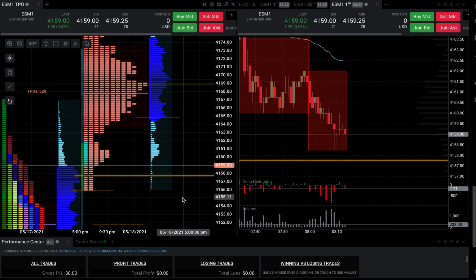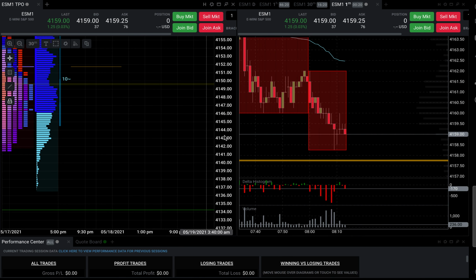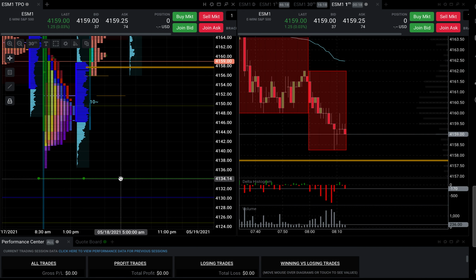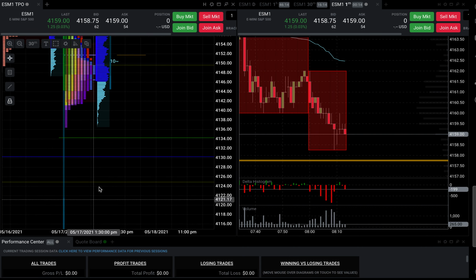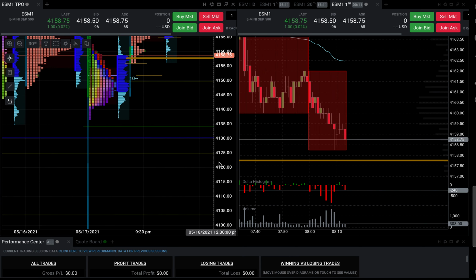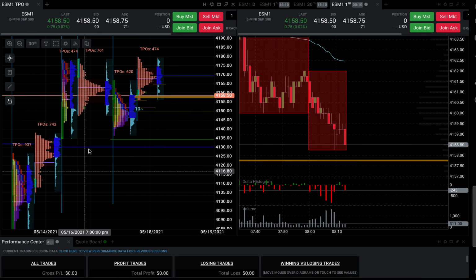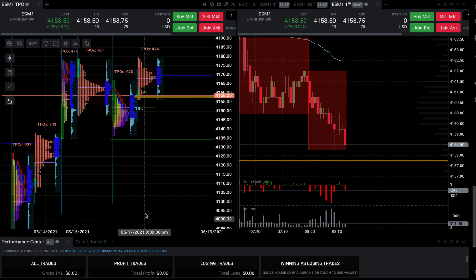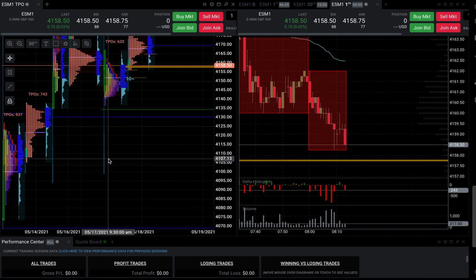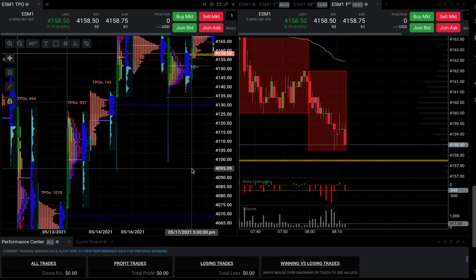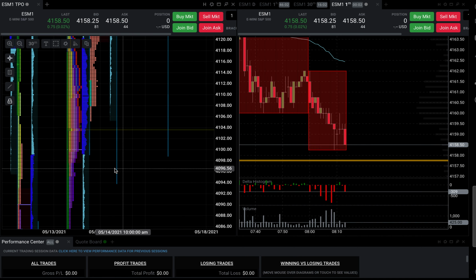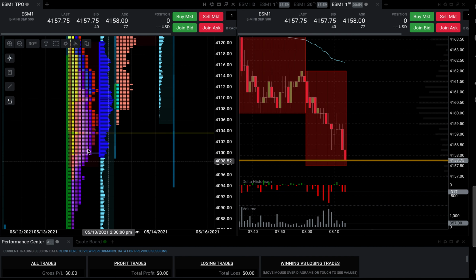If we're lucky enough. The only other thing I have plotted on here would be the demand zone. The demand zone is right here. I have that plotted. This POC and VPOC is overnight, so we're not really looking at that. And the next POC, naked one, is right here, and that is important as well.